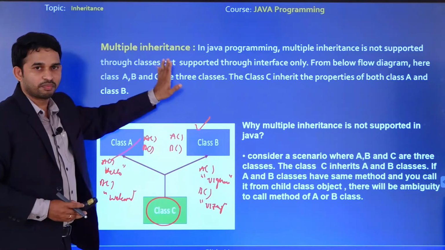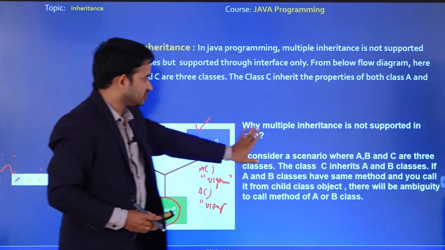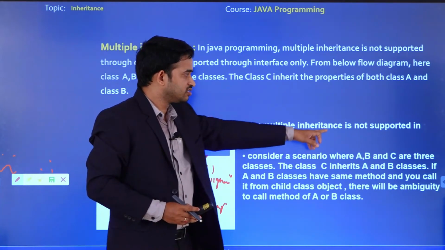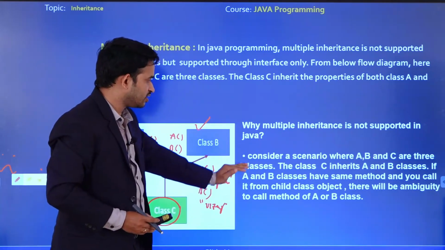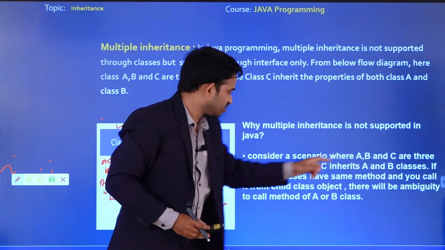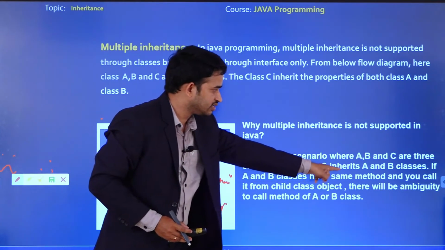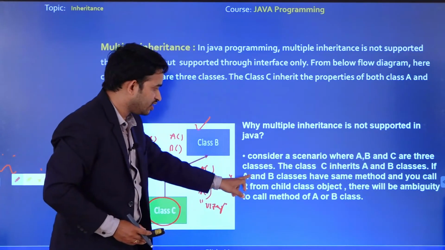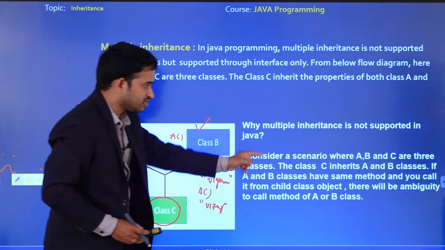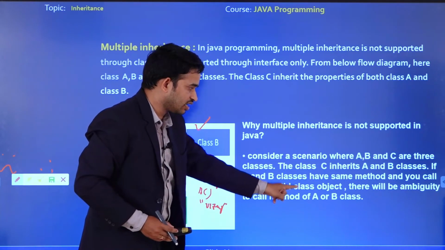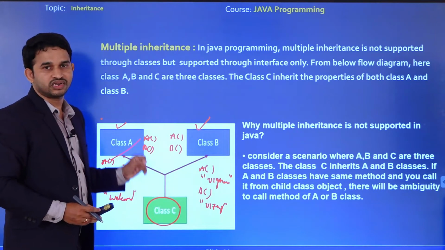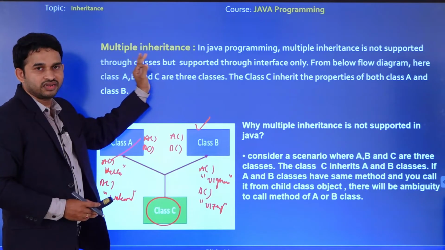It is solved with the help of interface concepts. So this is very, very important when we are going for any interview. They may ask why multiple inheritance is not supported in Java. The answer is what? Consider a scenario. From this scenario, here A, B, C are three classes. Class C inherits the A and B classes. If A and B classes have the same method, same example we discussed, and you call it from the child class object, what is the problem? Ambiguity problem. So that is the main drawback of multiple inheritance in Java.